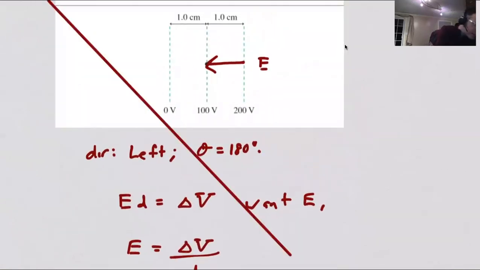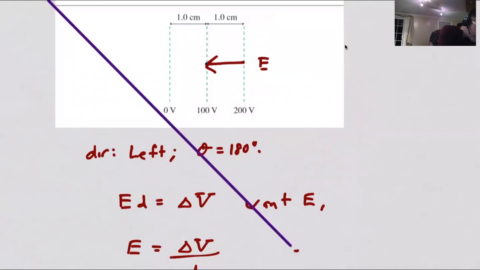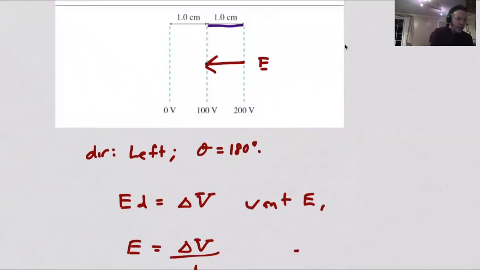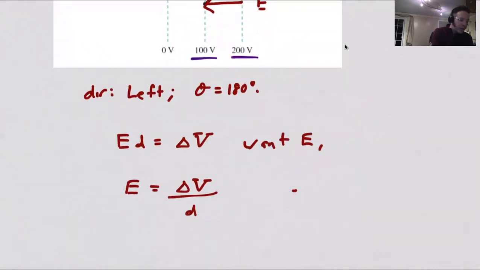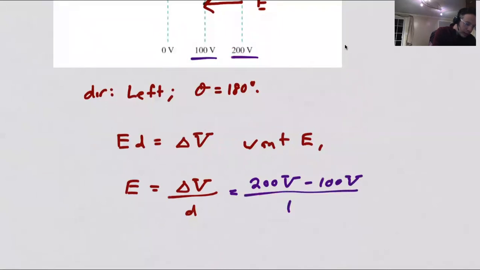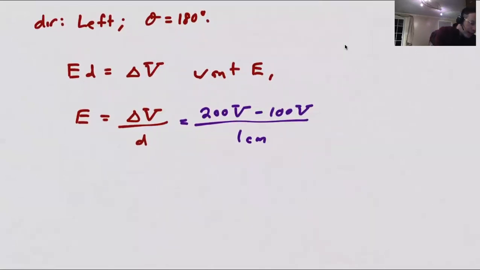Here we see a distance, 1 centimeter, and we see a change in voltage, 200 to 100. Again, 1 centimeter though, very, very bad unit. That has to be converted to meters. And what we get here is 10,000 volts per meter. It seems pretty high, right? 10,000 volts given every meter, okay?